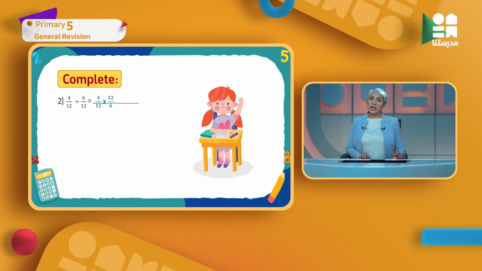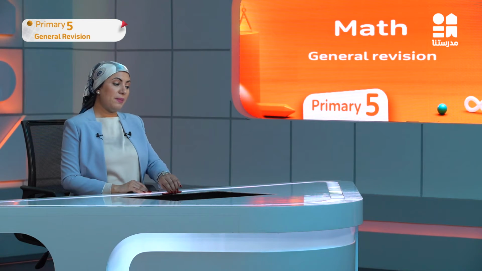So the first fraction will stay as it is, 4/12. Then the divided sign, I will change it to a multiplication sign. Then the second fraction, I flip it or turn it upside down. So it will be 12/6 and not 6/12. Done, I know how to convert the divided question into a multiplication question. I will start my second step.